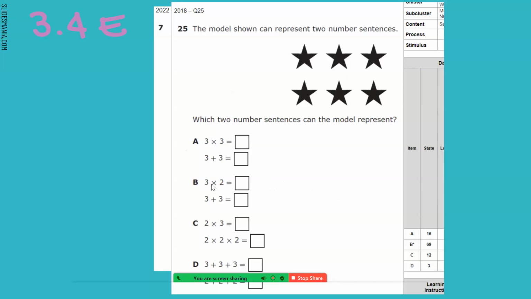So let's look at this one, 3 groups of 2. Well, if I go up and down, I can go 1 group of 2, 2 groups of 2, 3 groups of 2. Okay, that's right.